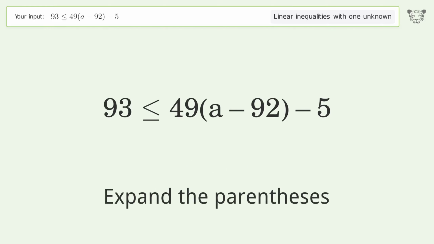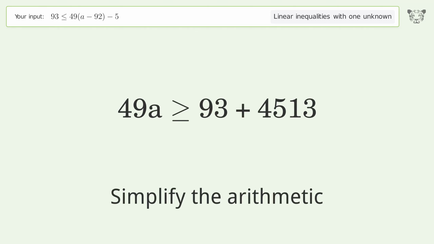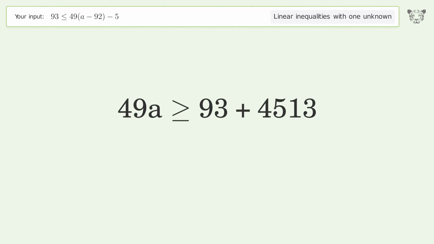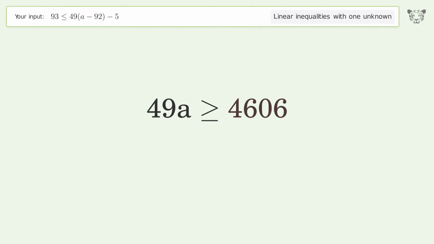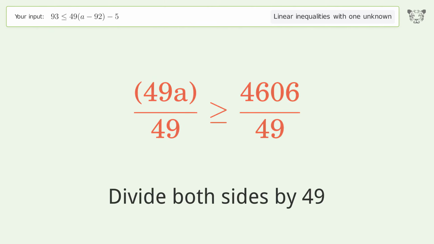Add 4,513 to both sides. Simplify the arithmetic. Isolate the a. Divide both sides by 49. Simplify the fraction.